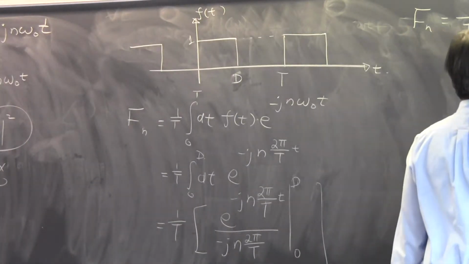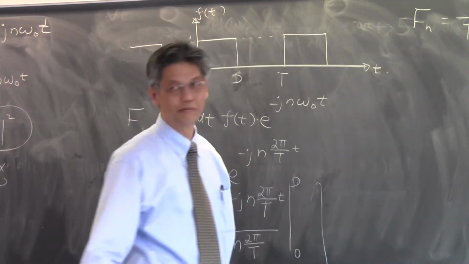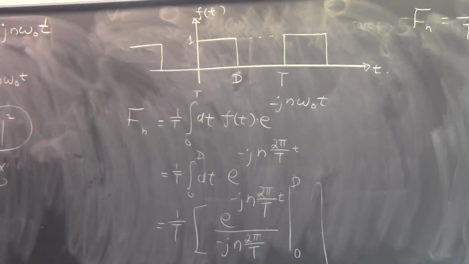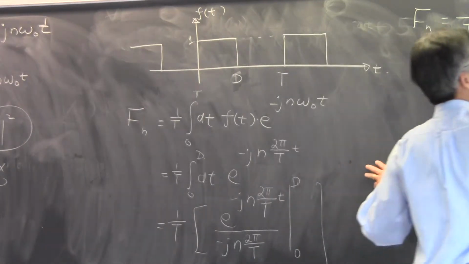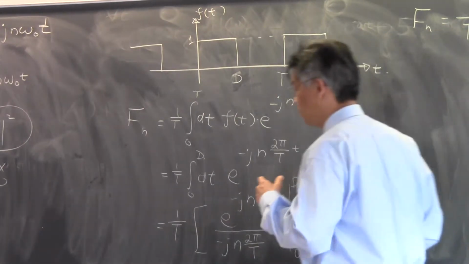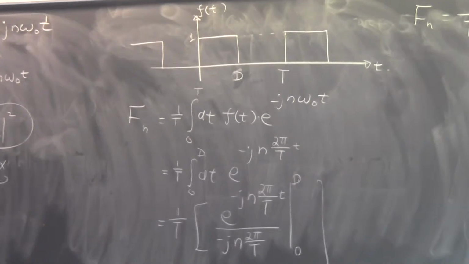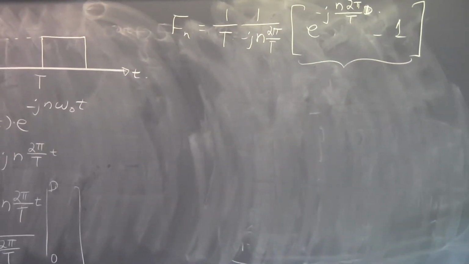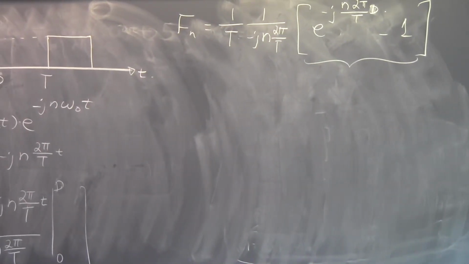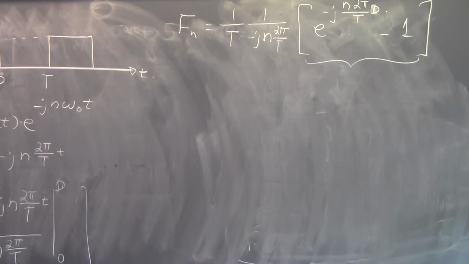But how do I manipulate this into something more graceful looking? It should be D, not T. Yes, you're correct, D. How do I manipulate that into a form that looks like something more graceful? Bring the j to the top and cancel out the periods on the outside. Okay, good suggestion. I want a better suggestion. How do you make this look like a sine function?